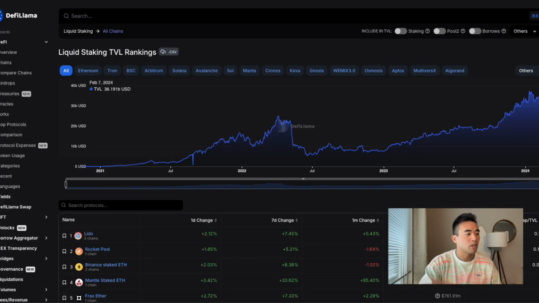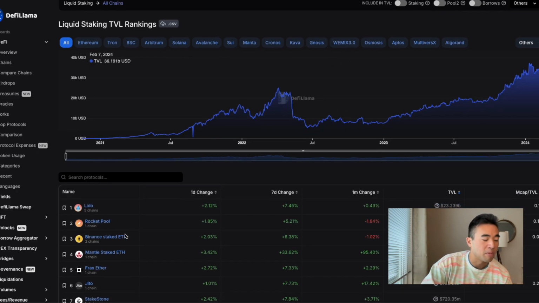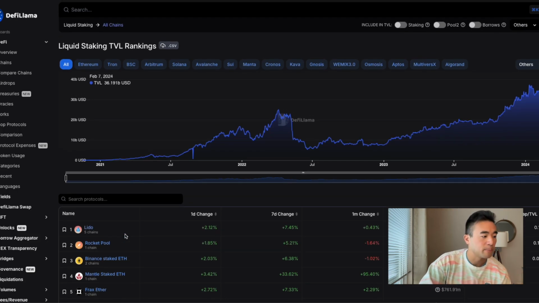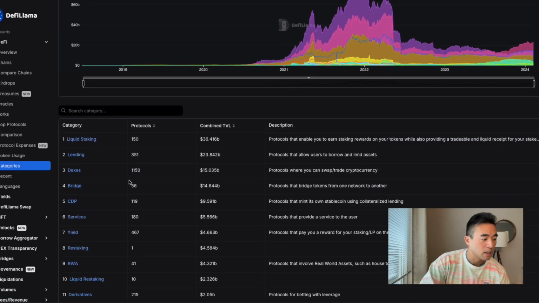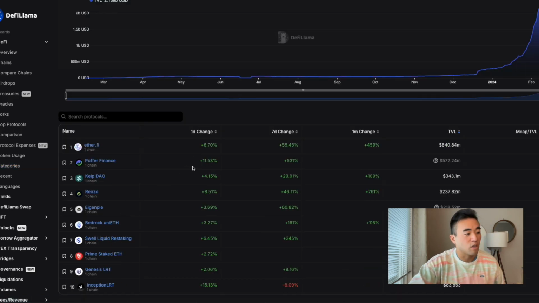So if we hop over to DeFi Llama, we can see that this is the staking universe. It's been growing steadily. You can see some of the top liquid staking providers, Lido probably being the most famous. Let's hop over to liquid restaking. And you can see this is growing fast. There's an explosion of liquid restaking services competing for your money.